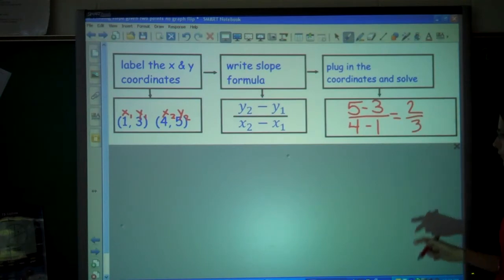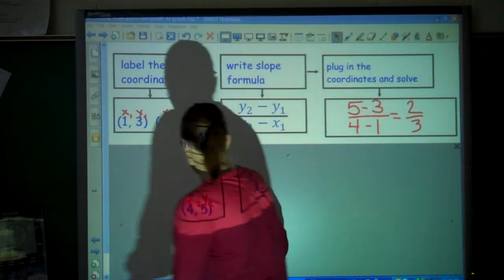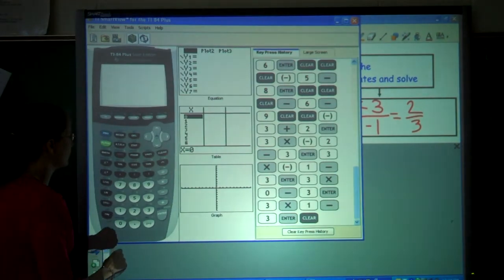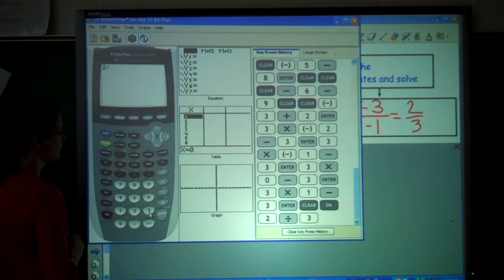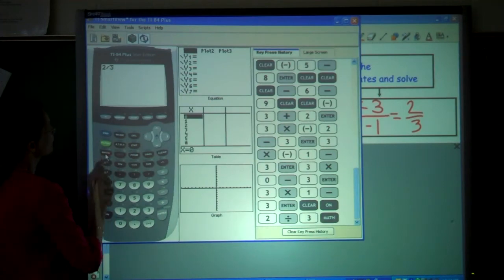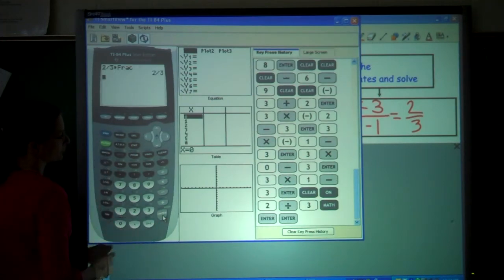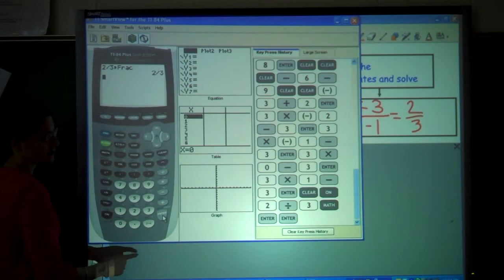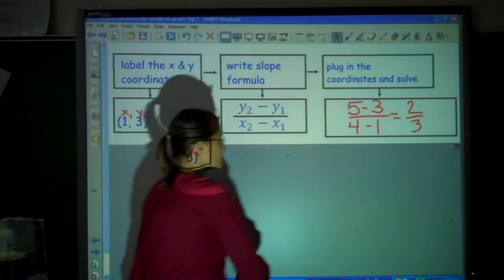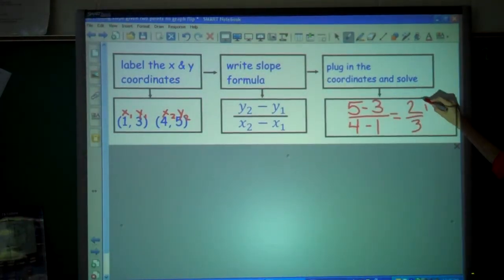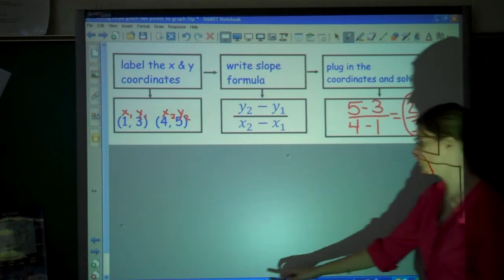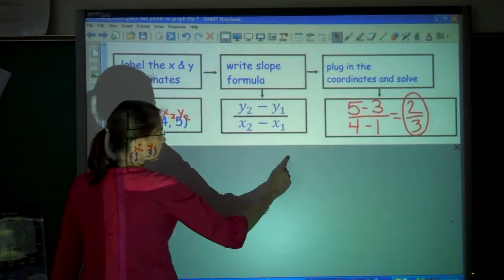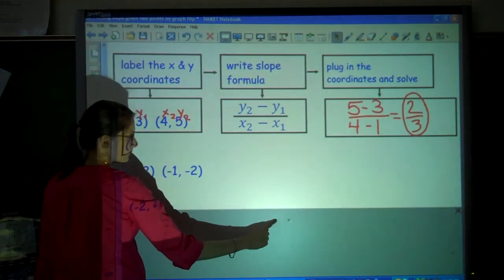And we want to make sure that our answer is in simplest form. So remember what we can do if we have this calculator at home is we do 2 divided by 3, and then we hit math, enter, enter. And we see that our fraction is in simplest form. So this slope is 2/3. Both of these are positive, so we have a positive slope. Let's go to the second one that we're going to do together.